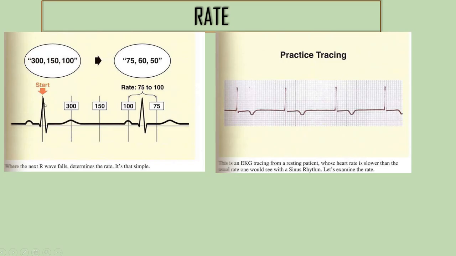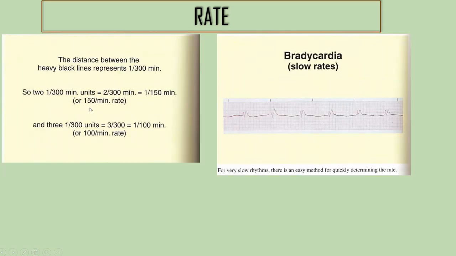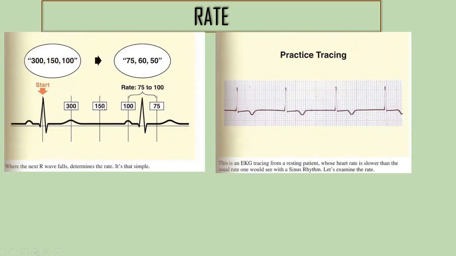That is, we have to start here: 300, 150, 100, then R wave, then 75. Then the next R wave falls, so the rate is 75.